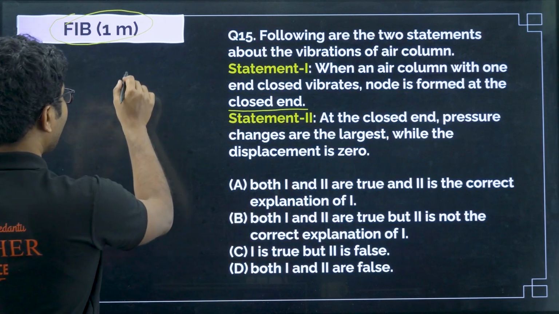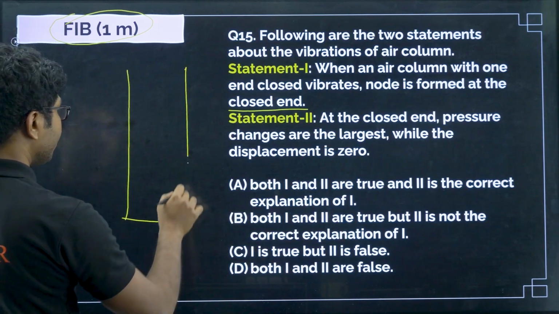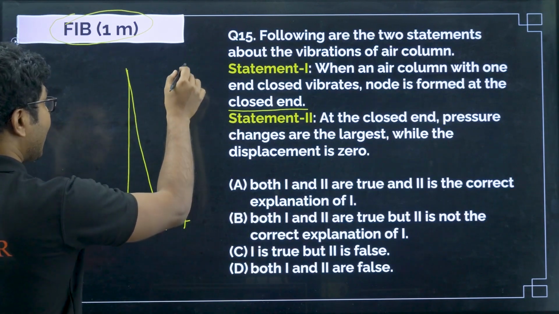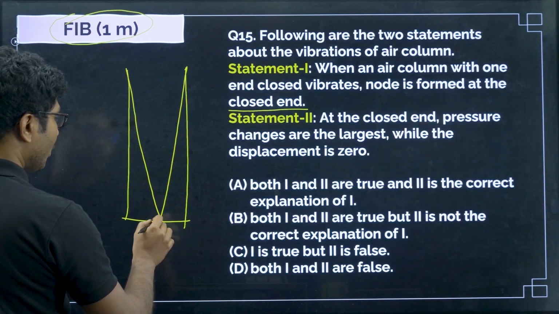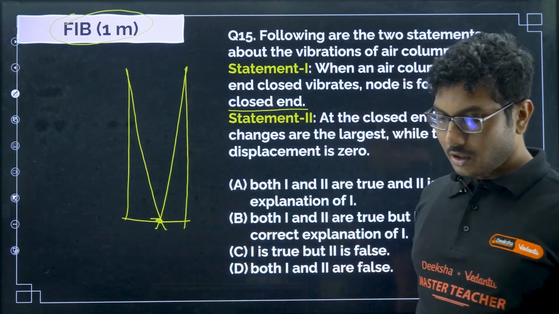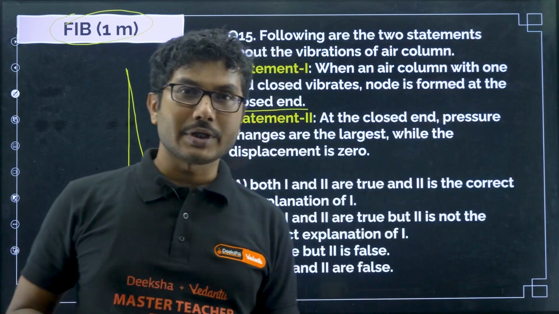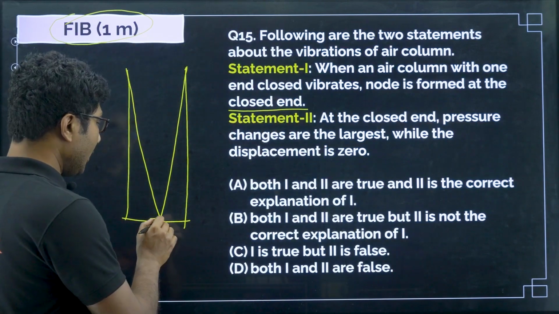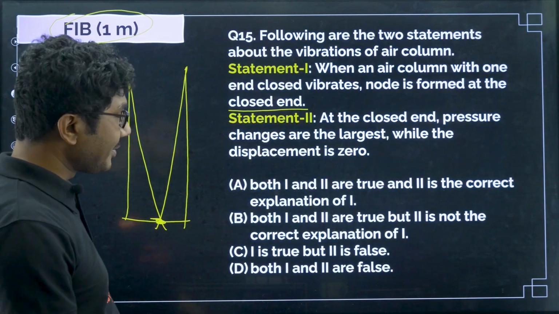So when an air column is vibrating with one end closed, we know that the vibration can only happen when there is a node present at the closed end, right. Because there is no possibility of any vibration of air molecules, definitely it will be a node. So the first statement is correct.